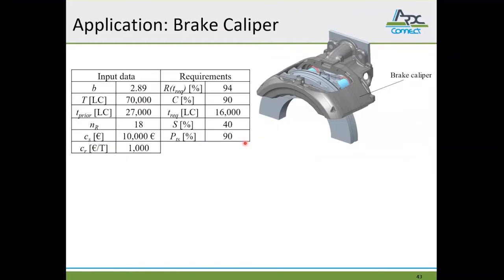And then we have an application example from a brake caliper. You all know this from your cars. We have some input data like the shape parameter and the characteristic lifetime. We have some cost parameters for the cost model. And here are the requirements for the test. This is a pretty high requirement, 94%, but of course it's a safety relevant component. And what we want to show is this 16,000 life cycles.